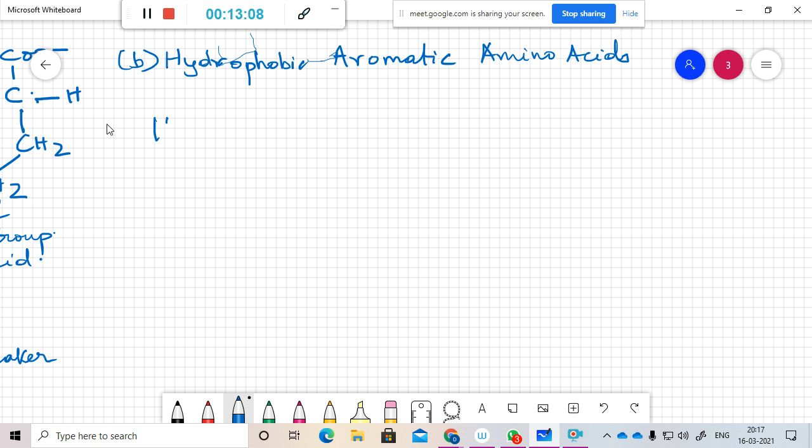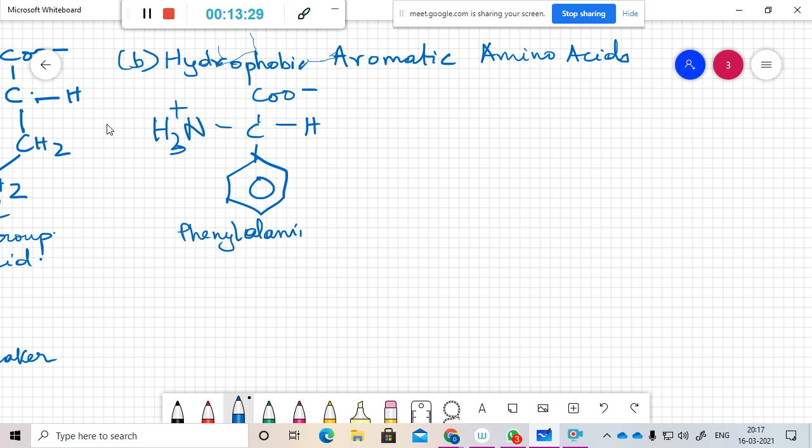Similarly, you can see that the structure is the same. You have H3N+ on one side, COO minus, and H is attached, and in the R group you have a ring showing the resonance. This is the structure of phenylalanine or PHE. People call it F, not P, because proline has taken it away.